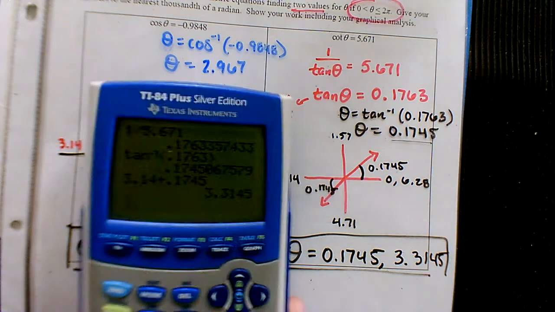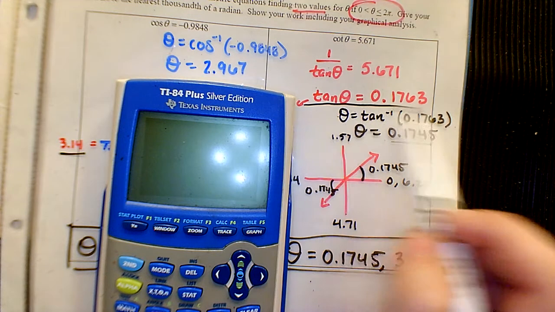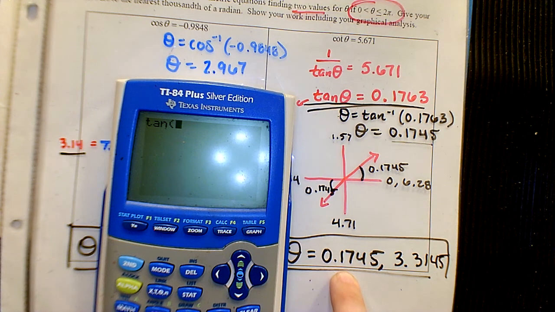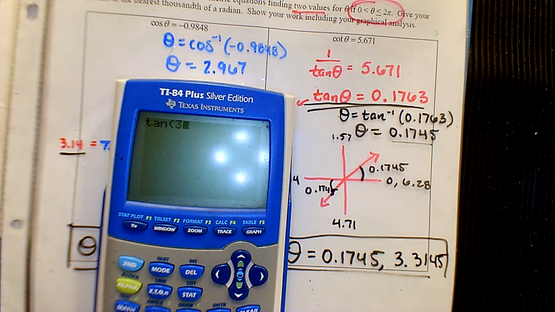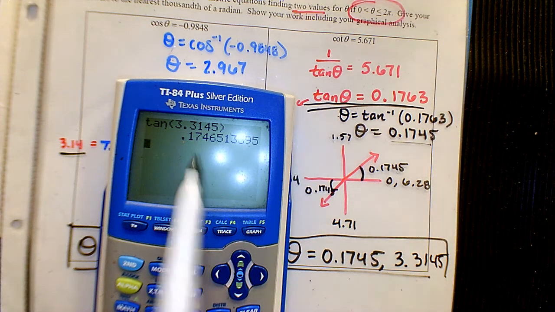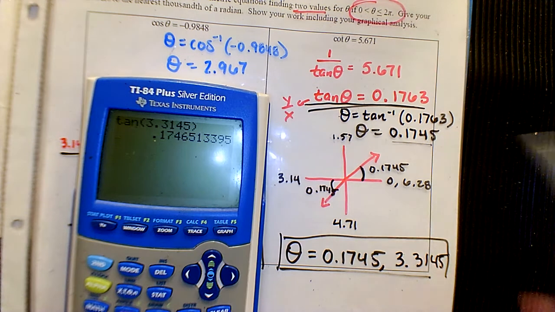All right, let's check our work. We'll plug it in, see how we did. We'll use the tangent equation that we rewrote. So we'll type in tangent. I think we can trust the 0.1745 value. That's the one the calculator gave us. Let's go ahead and test the one that we had to find. So we'll plug in 3.3145. And notice how we get 0.1763, something really close to it, but again, we're slightly off because of some rounding.